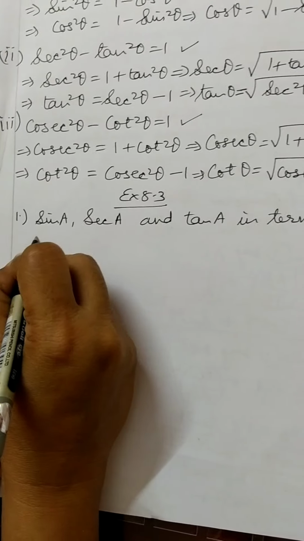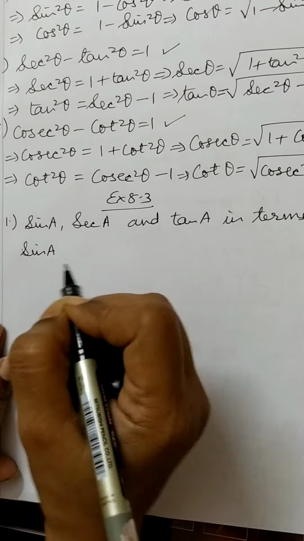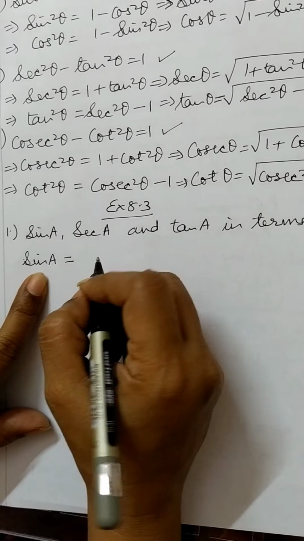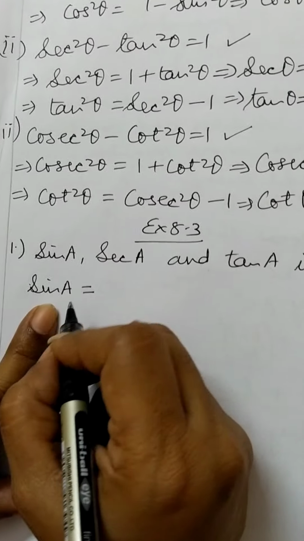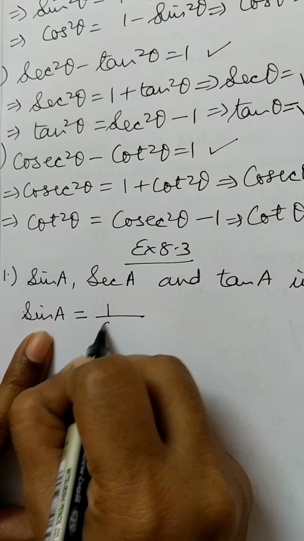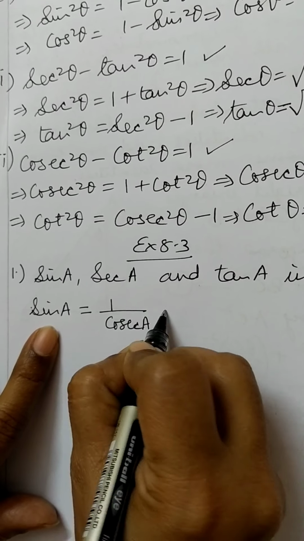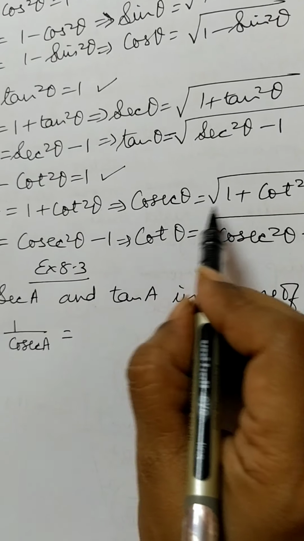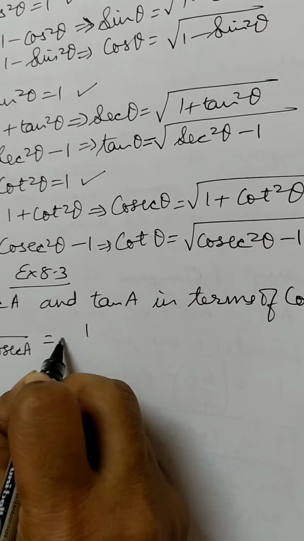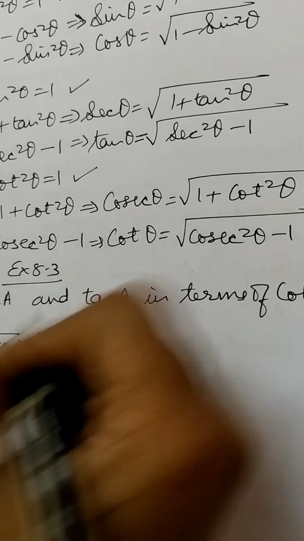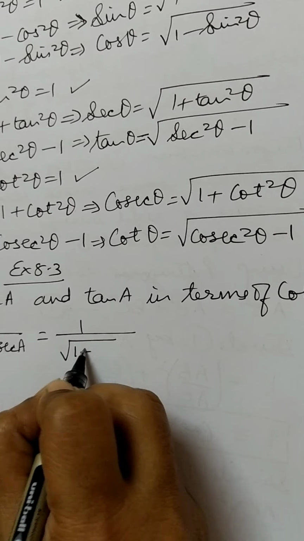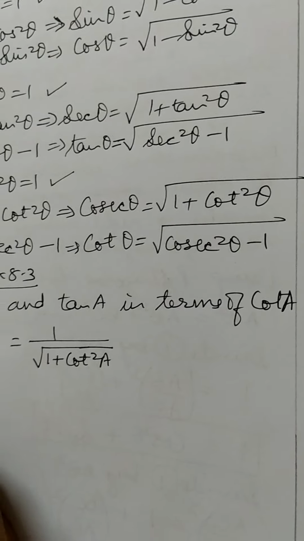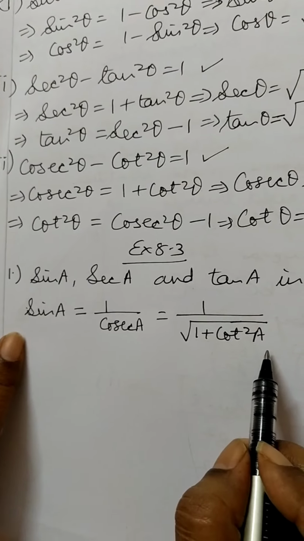First we start with sin A. As we know, sin A is the reciprocal of cosec A. So sin A can be written as 1 upon cosec A. And what is cosec A? Yes, cosec A can be written as under root 1 plus cot square A, so sin A becomes 1 upon under root 1 plus cot square A. So here we have got sin A in terms of cot A.